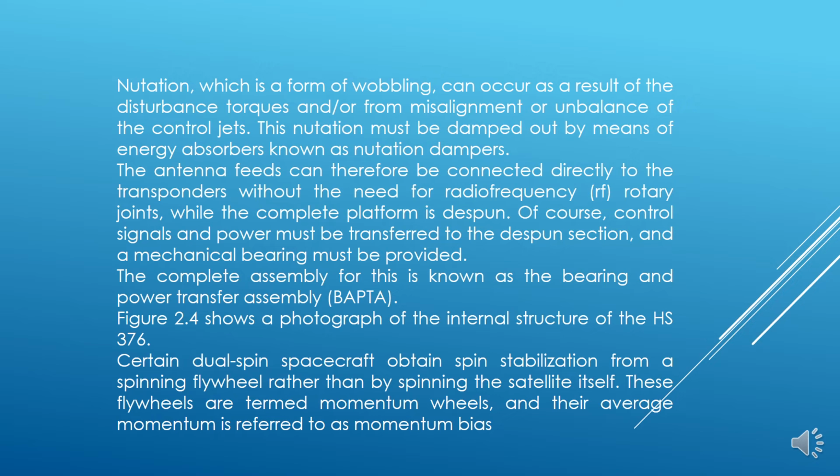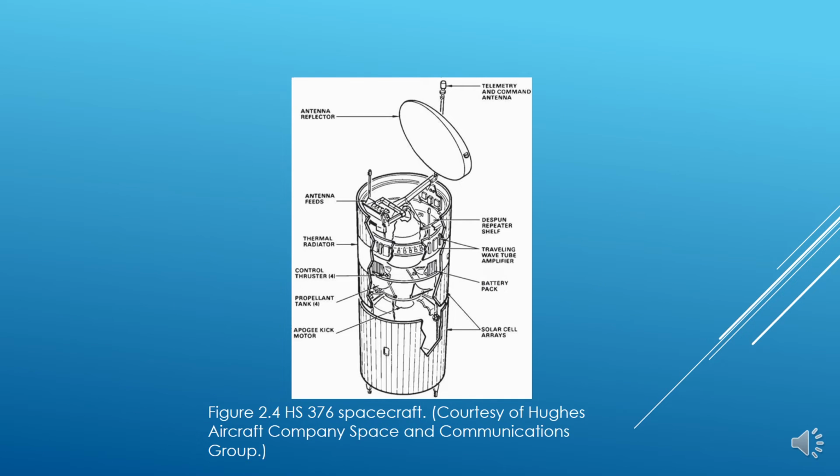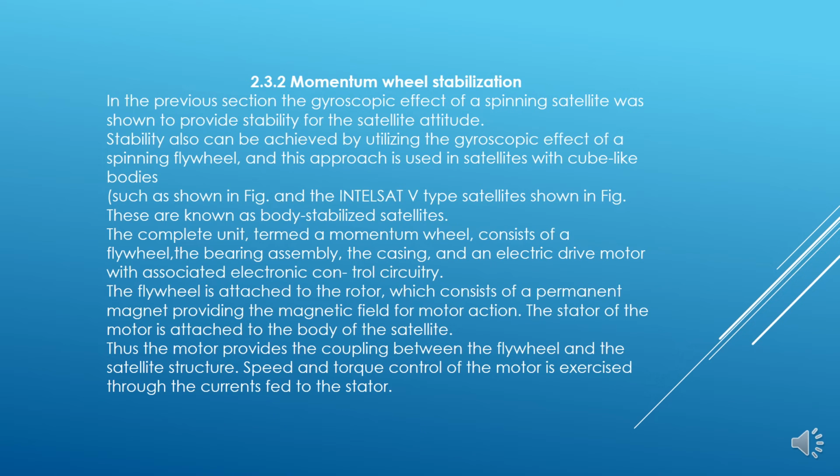Certain dual spin spacecraft obtain spin stabilization from a spinning flywheel rather than spinning the satellite itself. These flywheels are termed momentum wheels and their average momentum is referred to as momentum bias. HS-376 spacecraft. Momentum wheel stabilization.